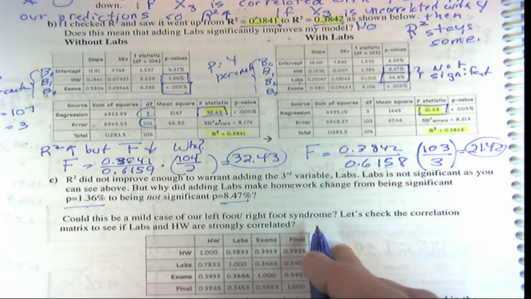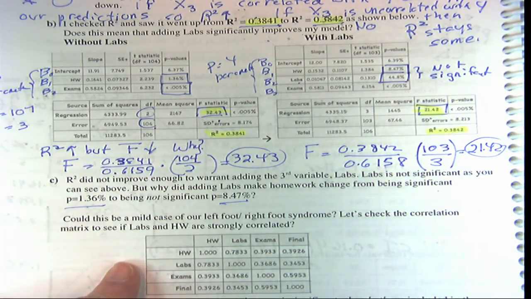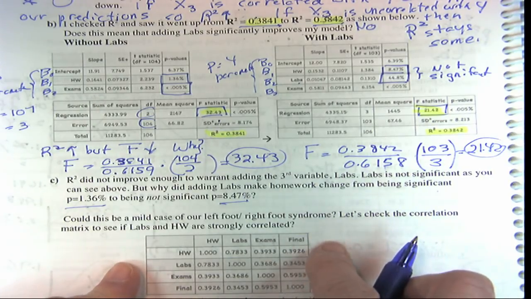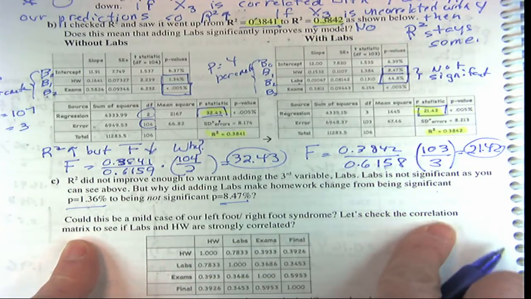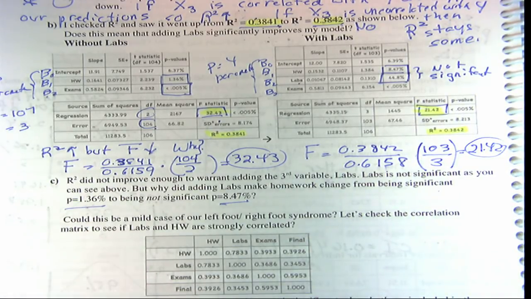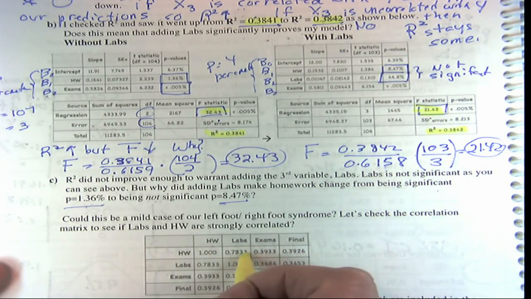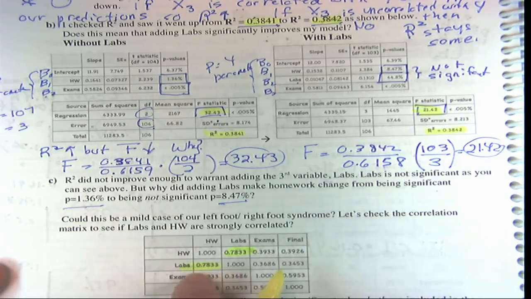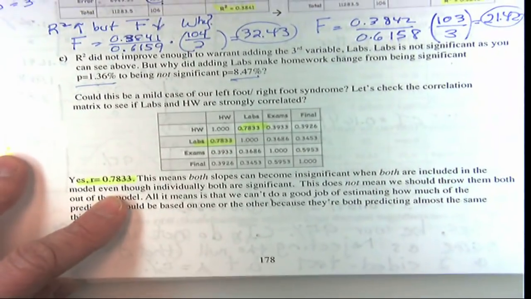Remember, you don't want to put two variables into a model that are highly correlated because they're predicting pretty much the same thing. Okay? So let's check the correlation matrix. What do we want to check? We want to check the correlation between homework and labs. Where is that? Homework and labs. You could look at either one of those, and they're very highly correlated.